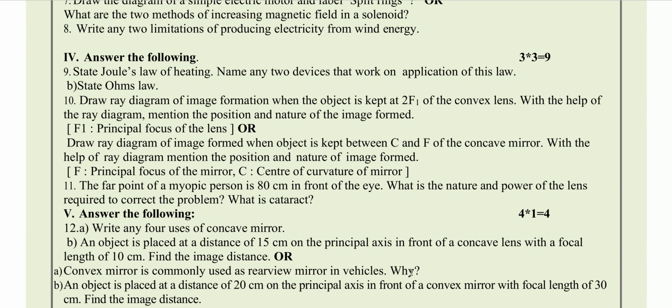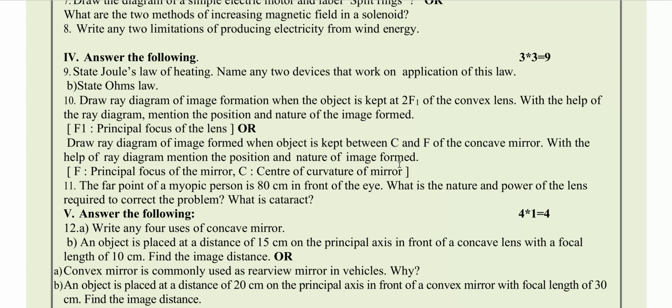I hope you remember, right? Yes. 2f1 of the convex lens. With the help of the diagram, mention the position and nature of the image formed. Here f1 is the principal focus of the lens. Or draw a ray diagram of image formed when the object is kept between C and F of the concave mirror. With the help of the ray diagram, mention the position and nature of the image formed. Where F is nothing but the principal focus of the mirror, C is nothing but the center of curvature.